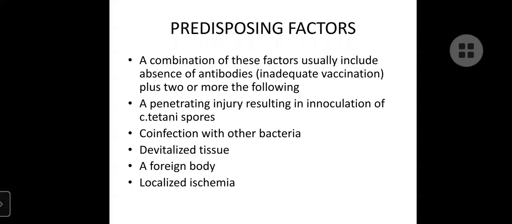A penetration wound resulting in inoculation of the tetanus spores. Then we also have co-infections with other bacteria, devitalized tissues, foreign bodies, localized ischemia. And these same factors are some of the reasons why we can have tetanus in neonates, that is when there's an infection in the umbilical stump. Also in diabetic patients that have infected extremities with ulcers, and also people that do illicit drug injection.